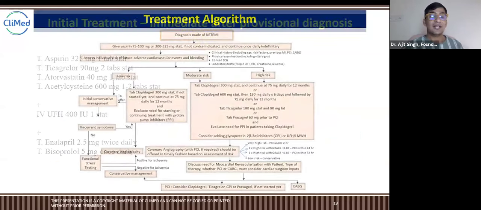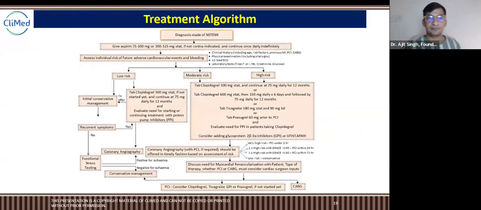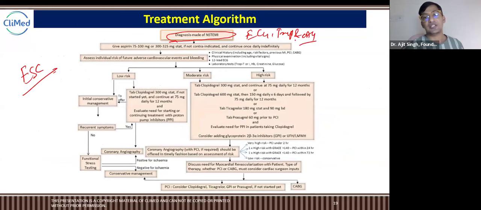Understand? Now, this is the treatment algorithm. I think two, three more slides are there, guys. Treatment algorithm for STEMI. This is taken from ESC guidelines, the European Society of Cardiology. So first, let's make a diagnosis of STEMI by what? By ECG, TROP-T, and CAG. If there is STEMI, then go for aspirin 75 to 100 or 300 to 325 stat. This is the stat dose, 300 to 325 stat.